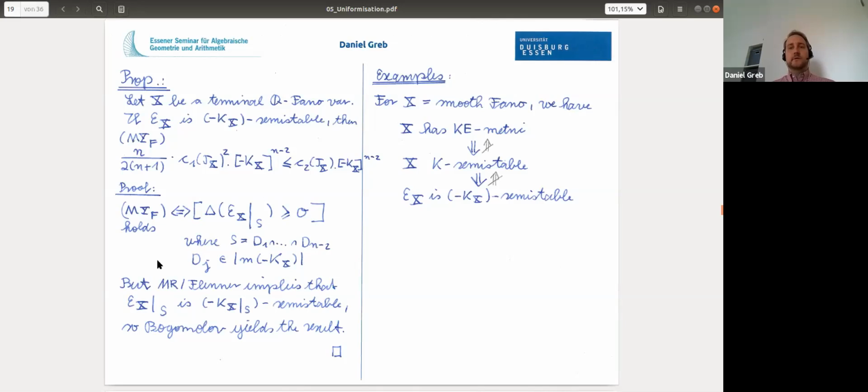Let me also say that none of these arrows is an equality. So there are K semi-stable smooth Fanos which have no Kähler-Einstein metric, and there are Fano manifolds where the extension is minus Kx semi-stable, but where the variety is not K semi-stable.